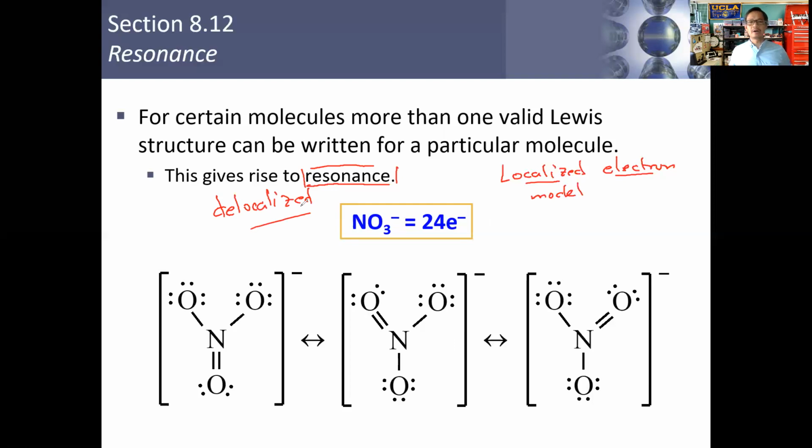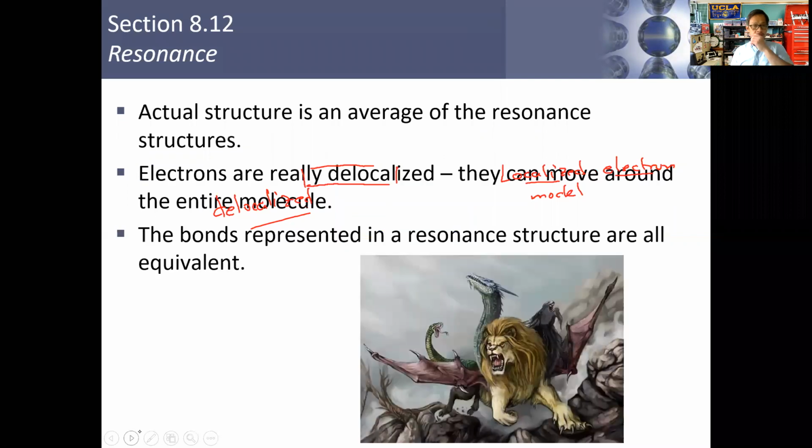We know that electrons are delocalized in an atom. They can move from one orbital to another. We saw that back in chapter 7. Here, the idea behind resonance is that you take the localized electron model and try to explain the delocalization of electrons within a molecule and not an atom. We have equivalent structures, meaning they are all the same. They are not different. Each one of these structures is equally valid.